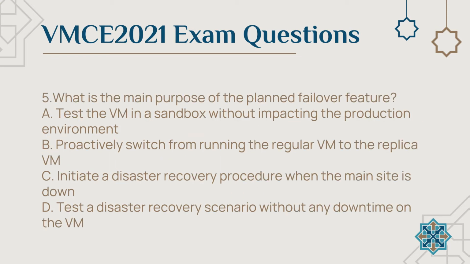5. What is the main purpose of the planned failover feature? A. Test the VM in a sandbox without impacting the production environment. B. Proactively switch from running the regular VM to the replica VM. C. Initiate a disaster recovery procedure when the main site is down. D. Test a disaster recovery scenario without any downtime on the VM.